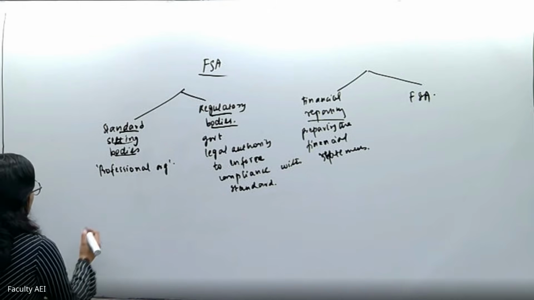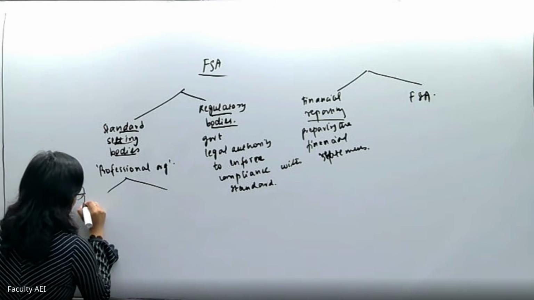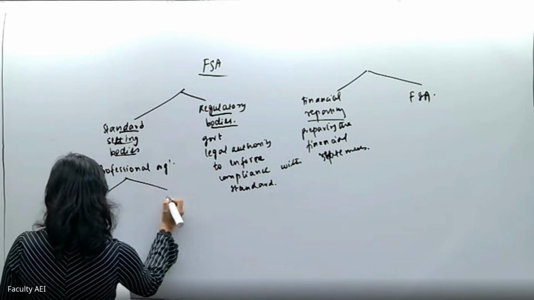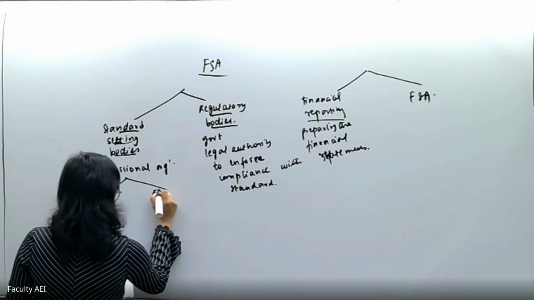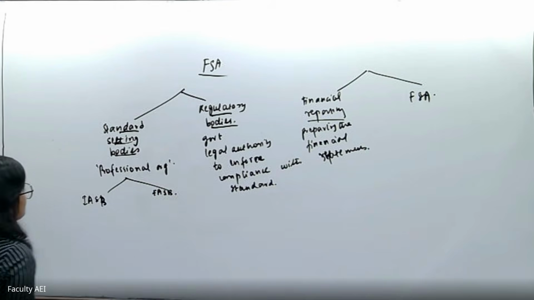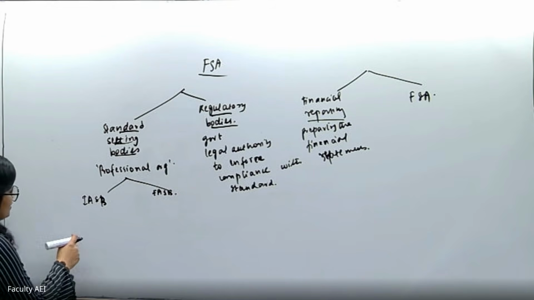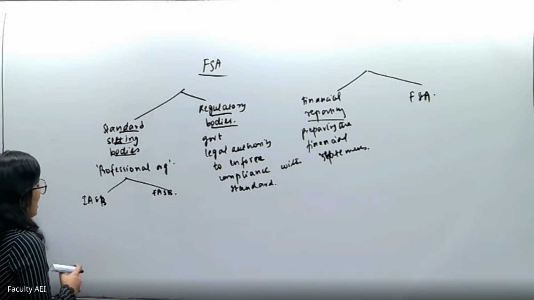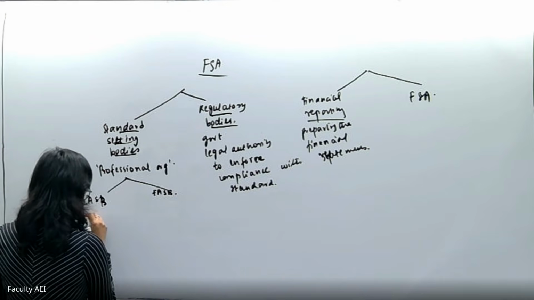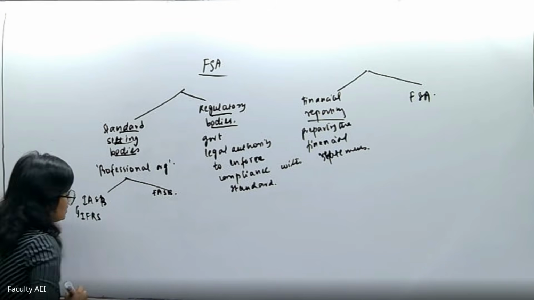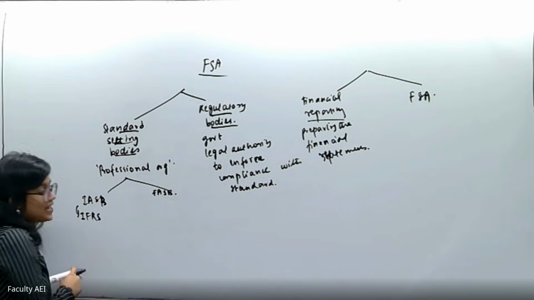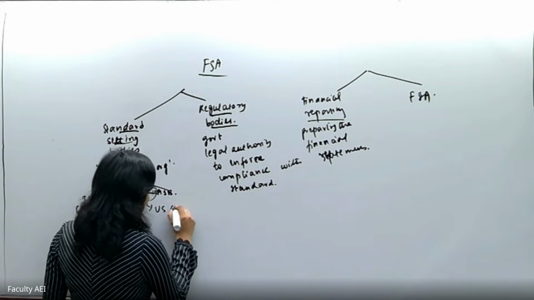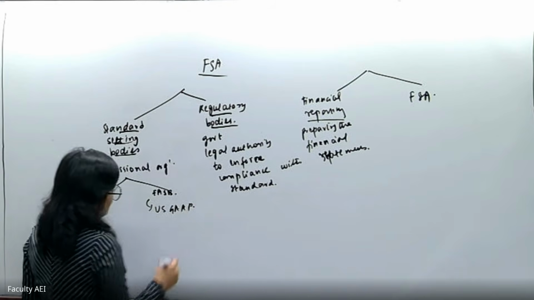So we have two primary standard setting bodies. We have IASB, and we have FASB. IASB is International Accounting Standards Board, and FASB is Financial Accounting Standards Board. So IASB is responsible for making IFRS, International Financial Reporting Standards, and FASB is responsible for making US GAAP.